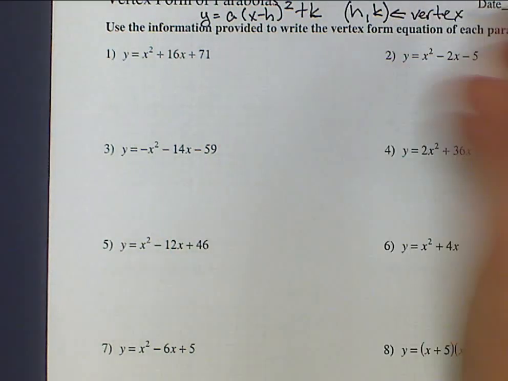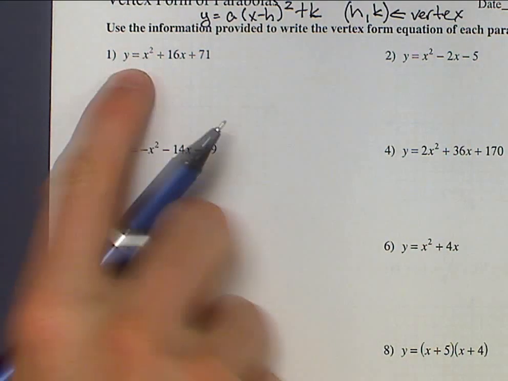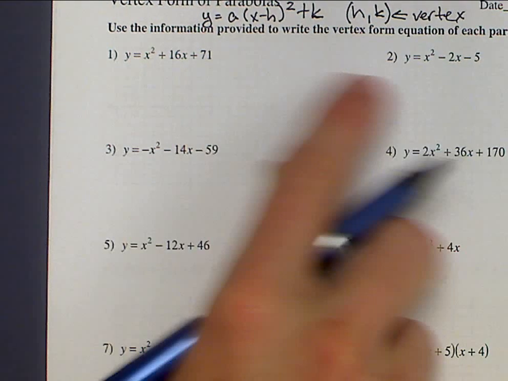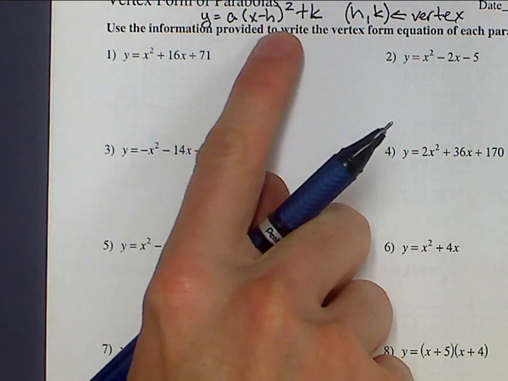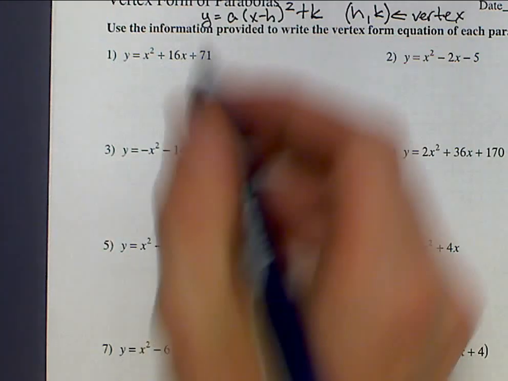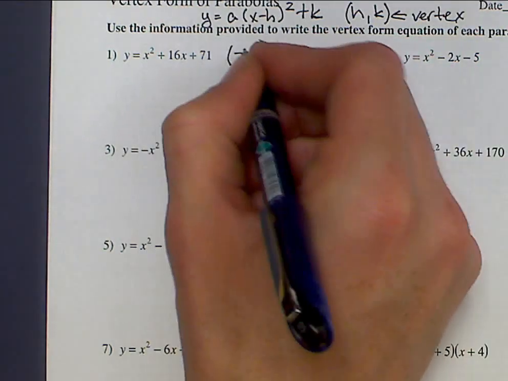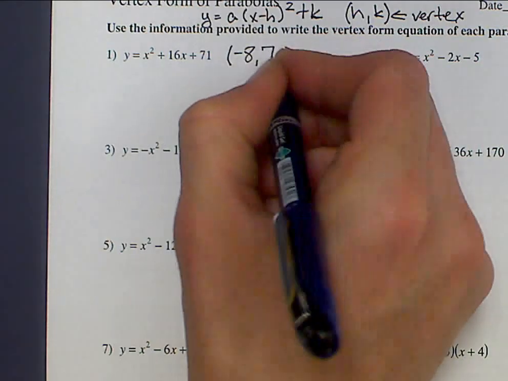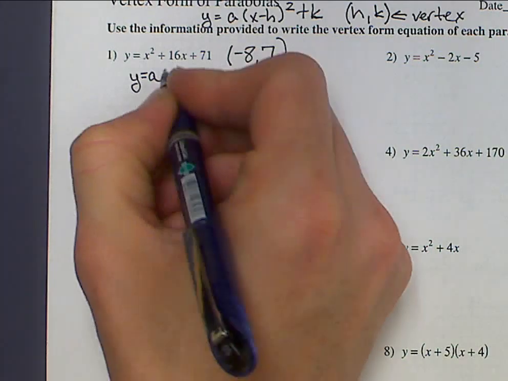So the first thing that I want to do, if I'm changing number 1 from the quadratic equation into vertex form right over here, I need to find this. And during our warm-up, we actually found the vertex, and the vertex was negative 8, comma 7. So I'm going to start off by writing my formula out.